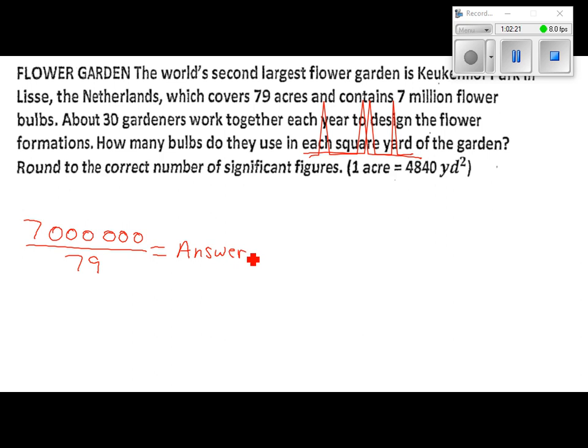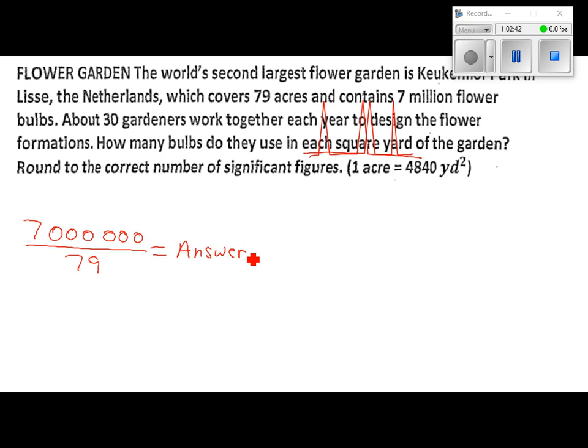Do it on your calculator so you have it, because we're going to do something else with it. I'm not going to actually write it down. 88,607.5949. So you got that answer on your calculator, right? That's how many bulbs there are in each acre.